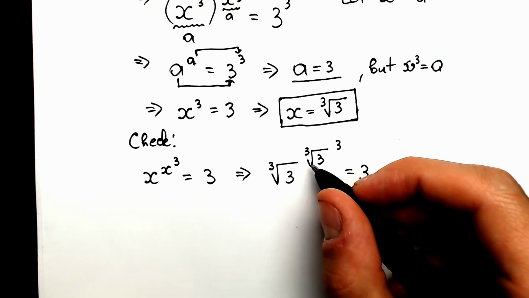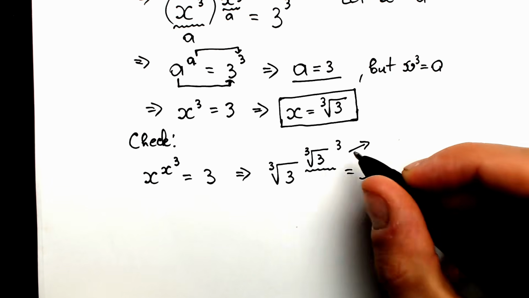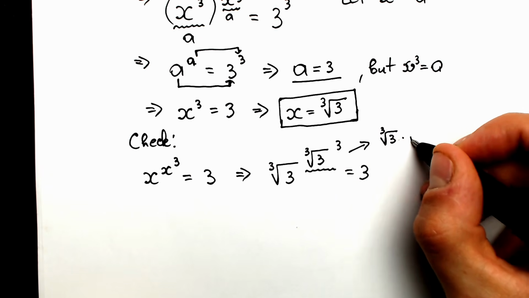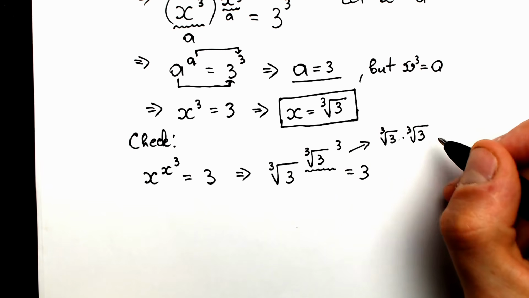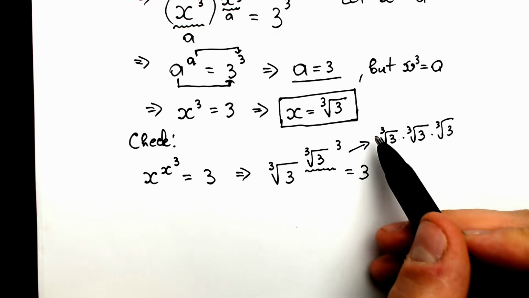Okay, so the cube root of 3 to the power 3. Let's start, for example, with this expression. The cube root of 3 to the power 3 equals, if you're talking in simple words, the cube root of 3 times the cube root of 3 times the cube root of 3. This is a long way, but you can also use it.